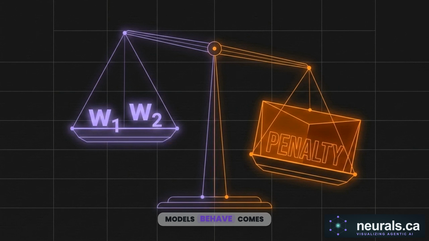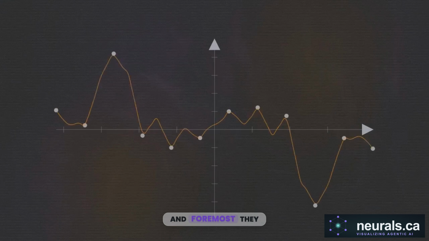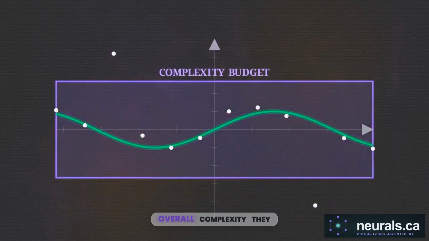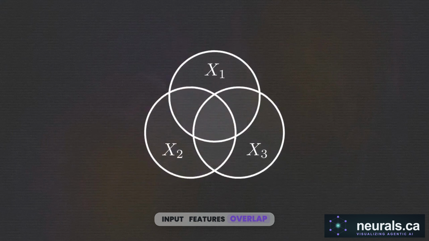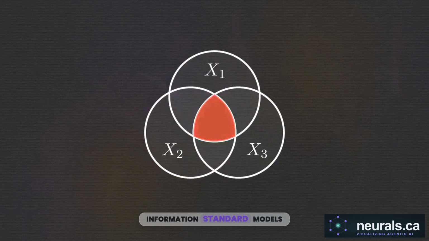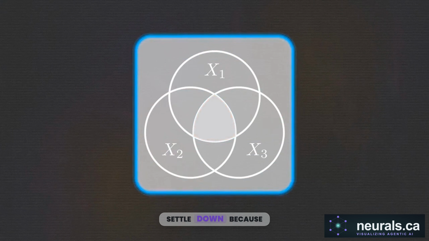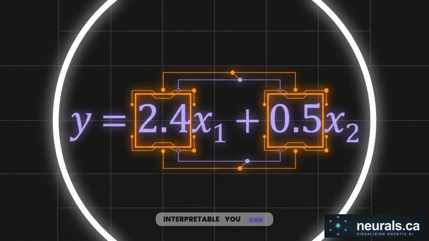The difference in how these models behave comes down to a specific mathematical mechanism. Both Ridge and Lasso share several operational victories. First and foremost, they actively fight overfitting by adding a strict mathematical budget to the model's overall complexity. They also handle multicollinearity beautifully. When multiple input features overlap and provide redundant information, standard models become erratic and unstable. Regularization forces that math to settle down. Because they remain strictly linear equations under the hood, they train exceptionally fast, and the final models are highly interpretable. You can look at the resulting weights and know exactly how the prediction was calculated.